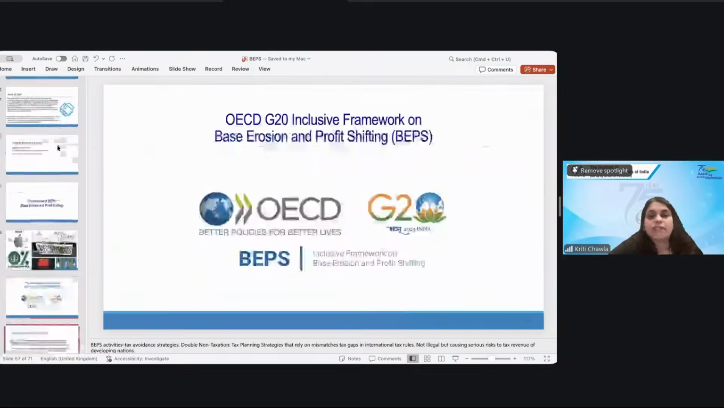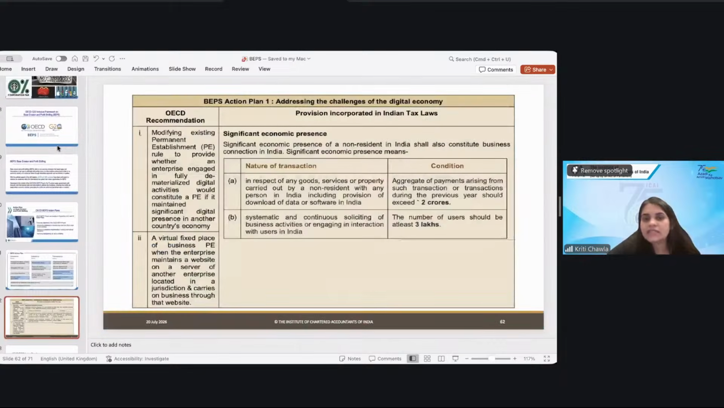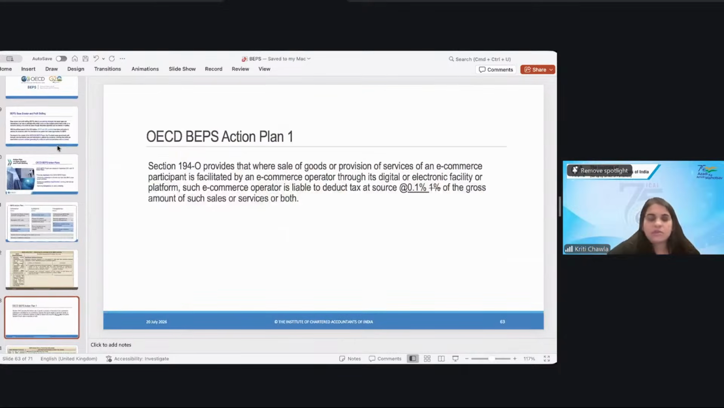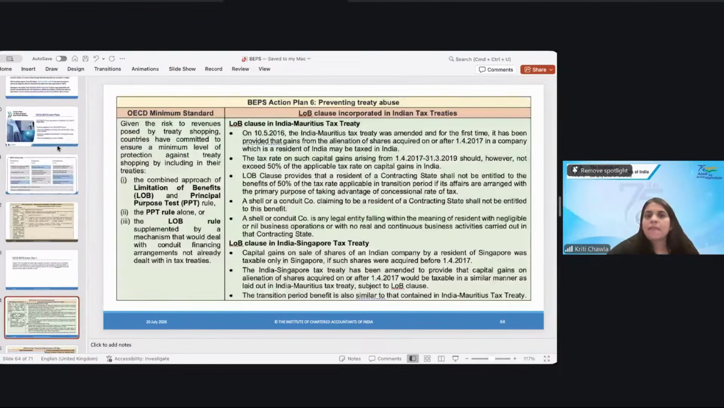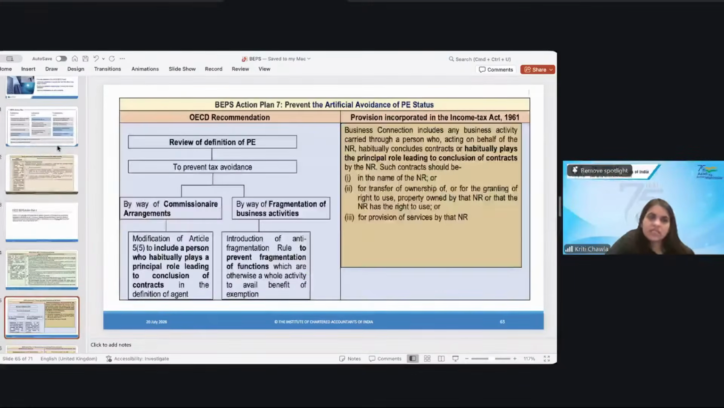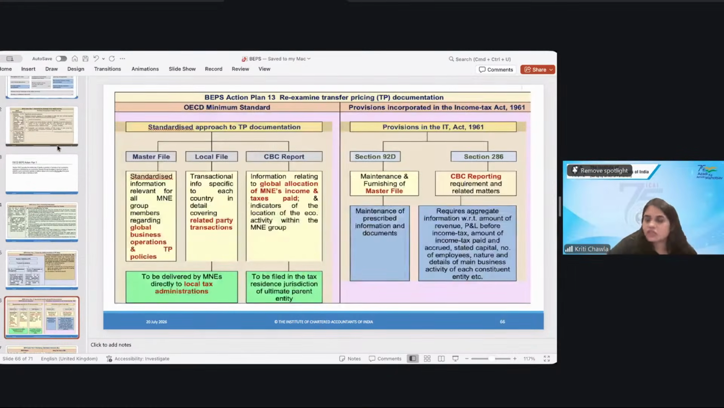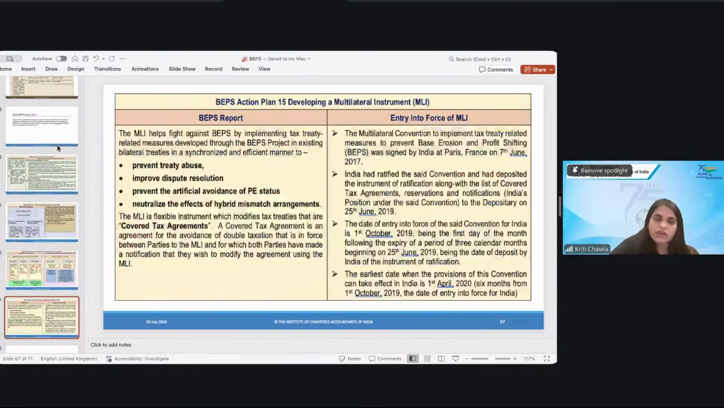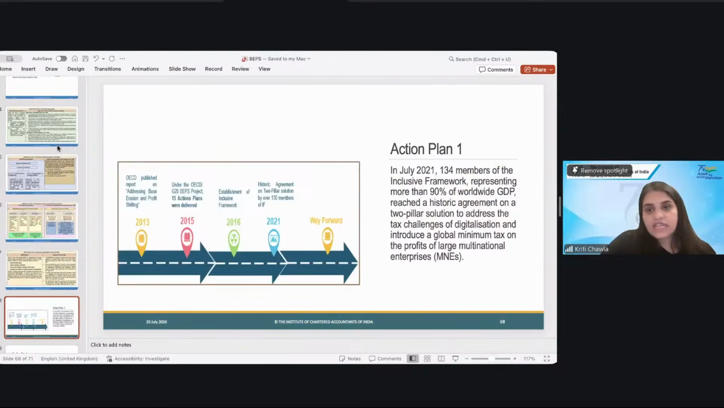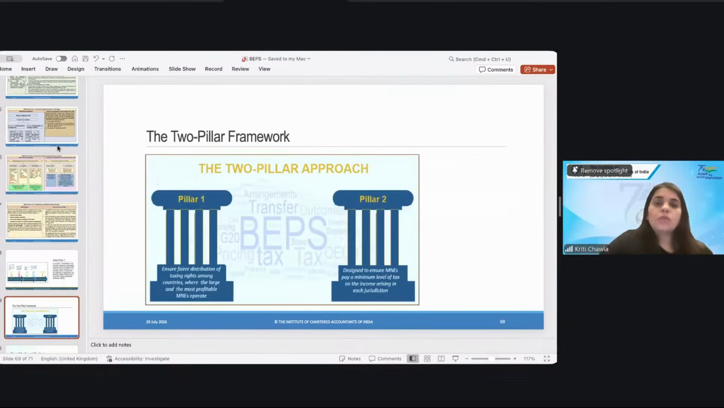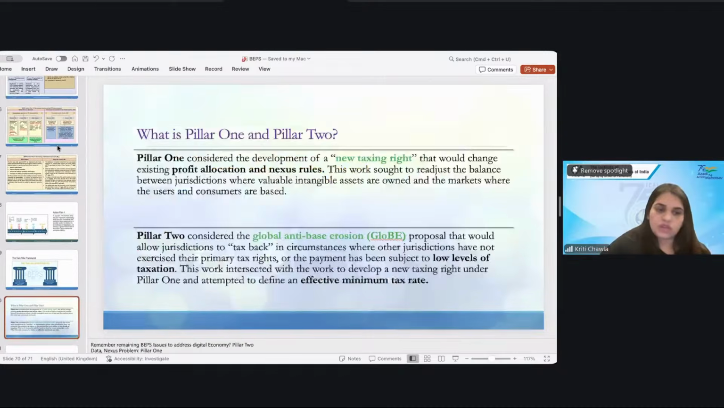After that, we went to BEPS and we were discussing these action plans on the digital economy, which we've discussed in detail, and preventing treaty abuse, where they talk about the LOB clause and PPT, action 7, and then action plan 13 on CBCR, master file and local file. And then we were discussing MLI and covered tax agreements. And finally, the two-pillar framework is what we were discussing, pillar 1 and pillar 2.